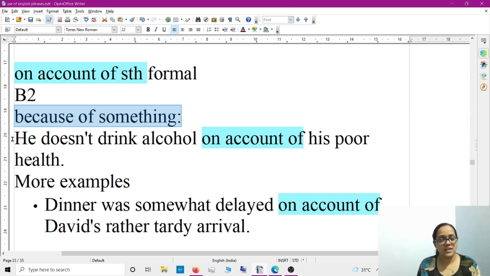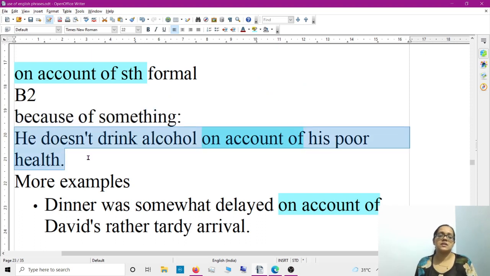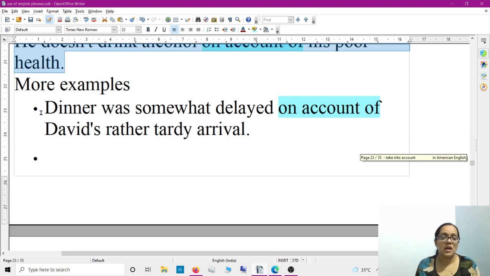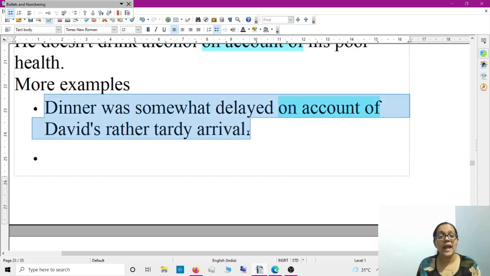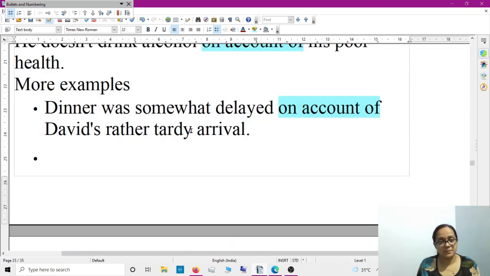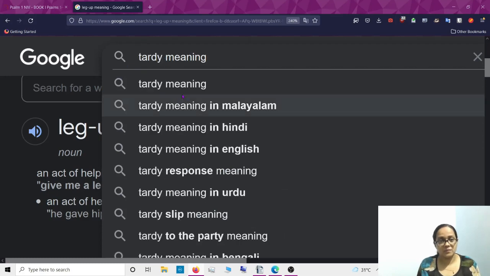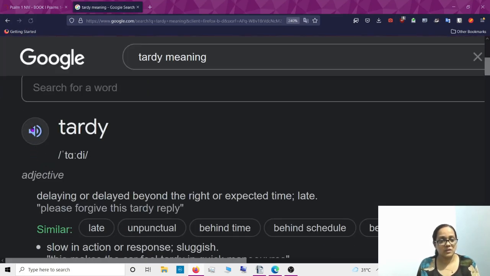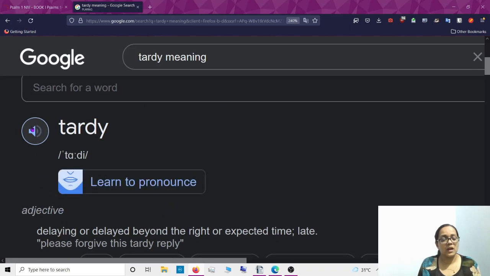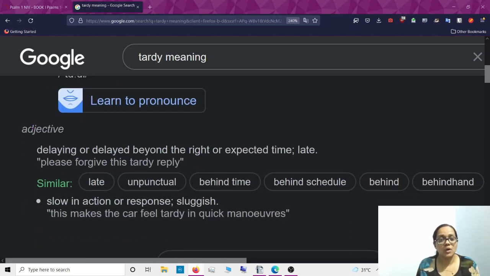A few more sentences. We already discussed this meaning: on account of means because of something. He doesn't drink alcohol on account of his poor health. Dinner was somewhat delayed on account of David's rather tardy arrival. Tardy means late, unpunctual, behind time.